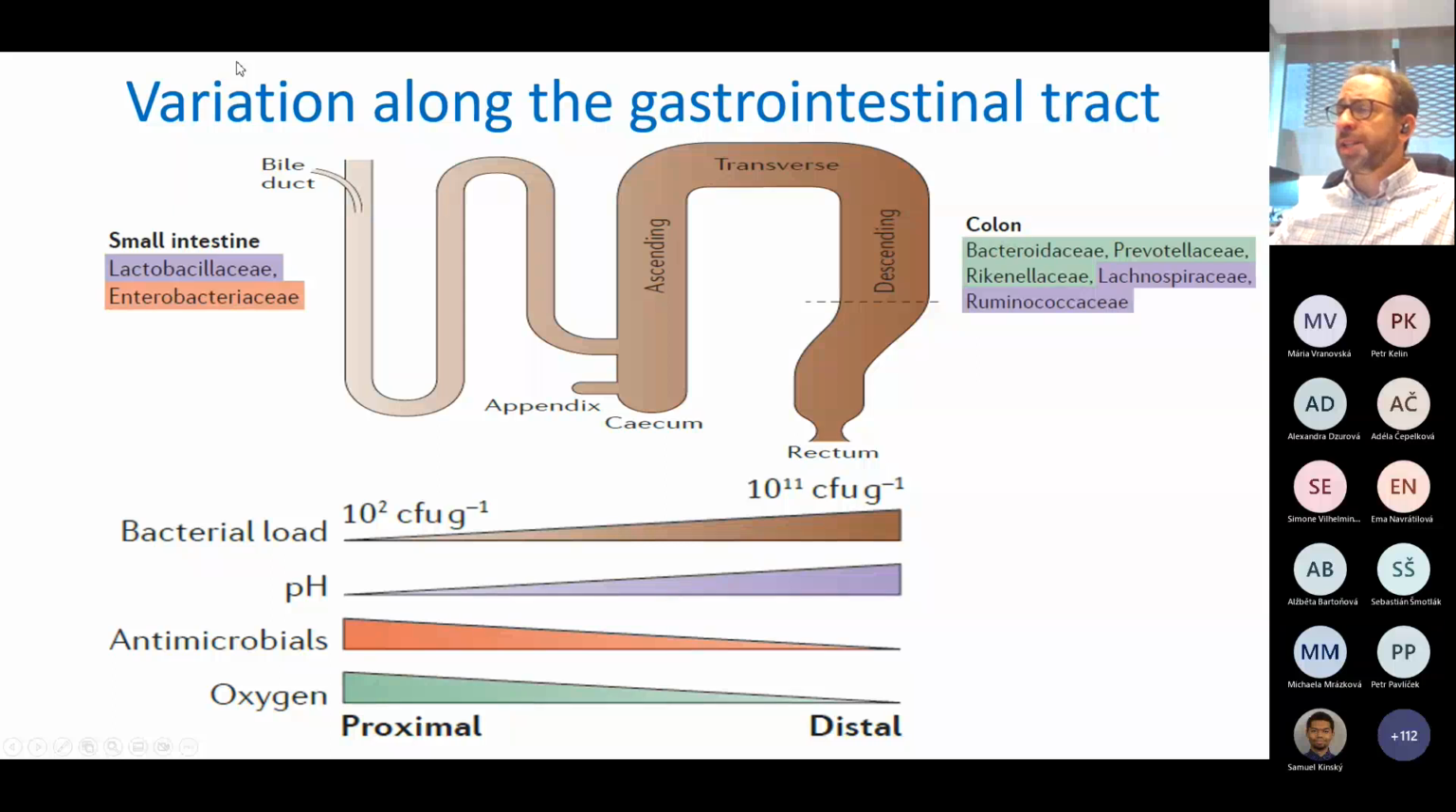So the gastrointestinal tract is not homogeneous in terms of environment, and so it's also not homogeneous in terms of microorganisms. For example, you can see that the bacterial load increases from the upper GI to the lower GI tract. And at the same time, you see the oxygen concentration is decreasing from the proximal to the distal GI tract. And so the microorganisms are adapted to this change of environment, meaning that you don't have the same bacteria in the upper and in the lower GI tract.